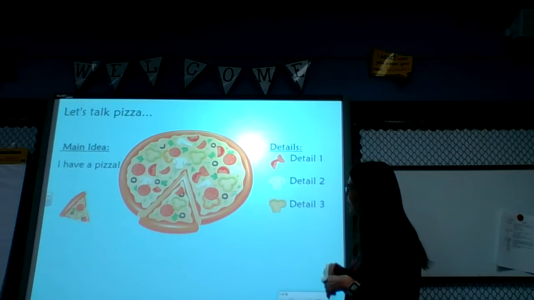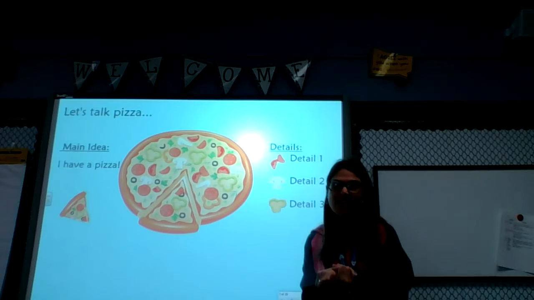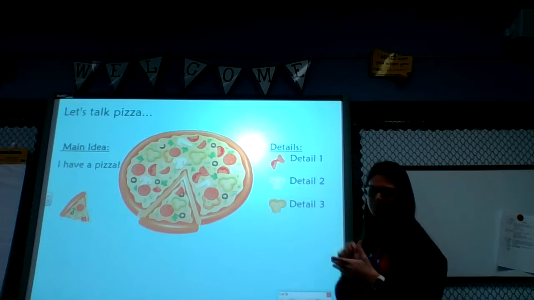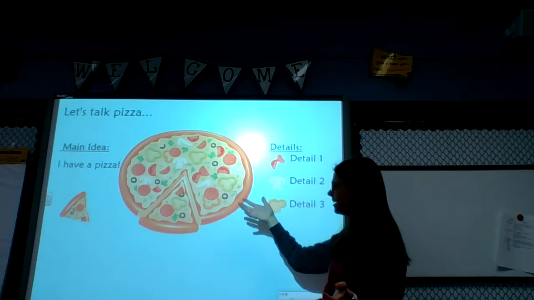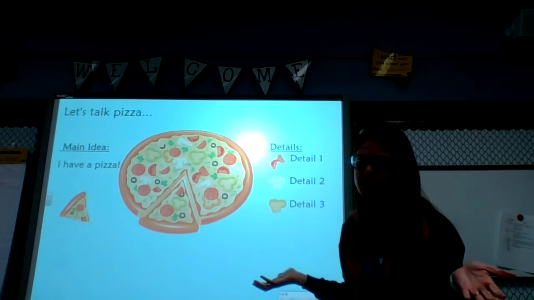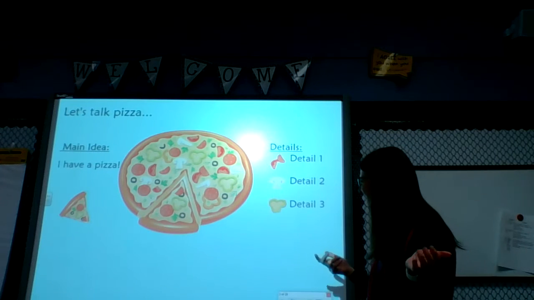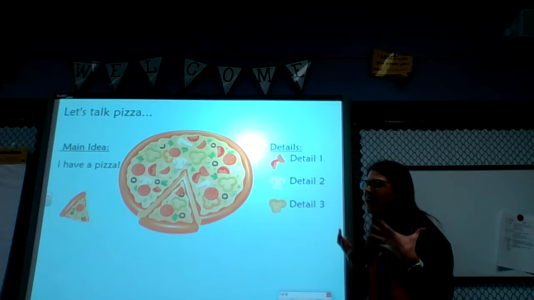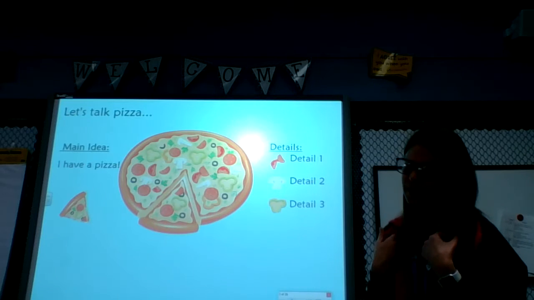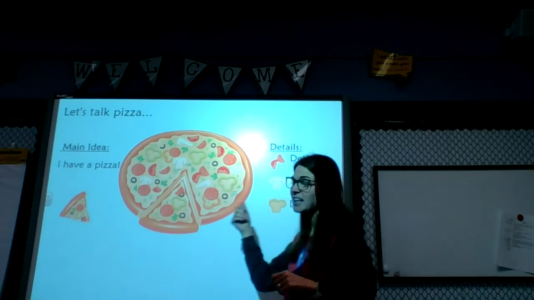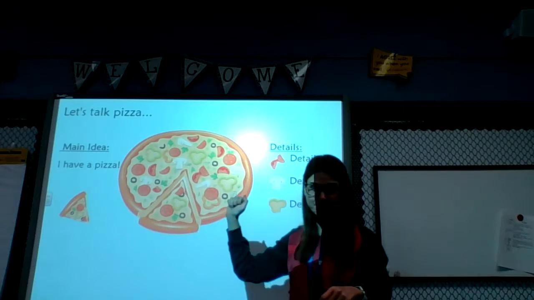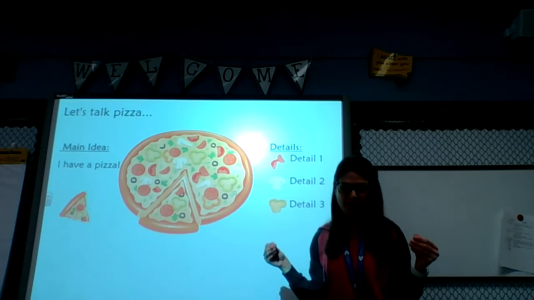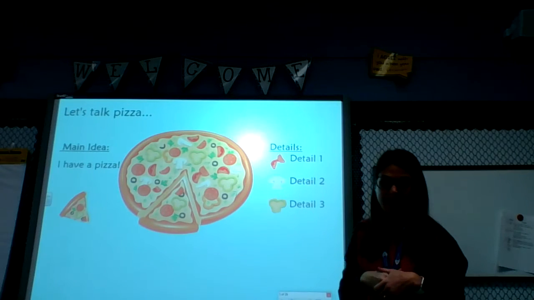So here are tomatoes. My detail could be, I love extra tomatoes on top of my pizza. Mushrooms might be a detail. I could say, I love the crunch that mushrooms add to my pizza. Here are green peppers. I could say, green peppers add so much flavor to my already delicious pizza. I gave more information about my pizza. So I have a pizza as my main idea. And then each of these toppings gave me more information about that. So they are my supporting details.